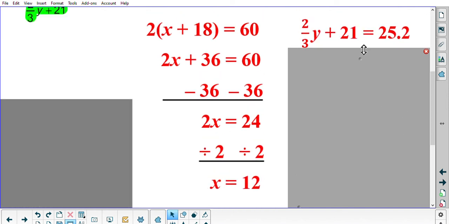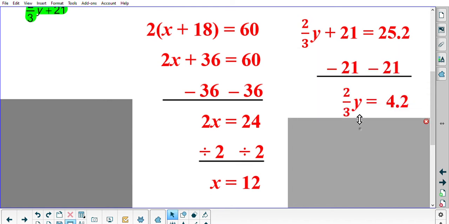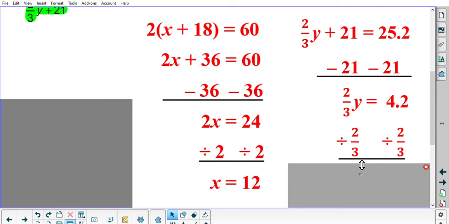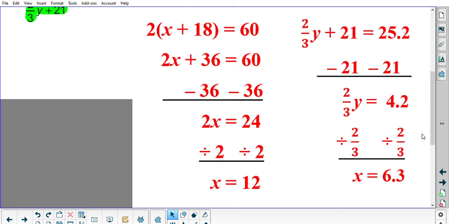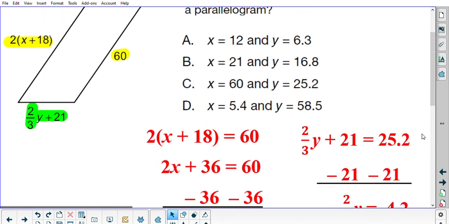For the equation with the fraction, you would subtract 21 on both sides. That gives you 4.2. Divide by 2/3. You may use your calculator for this: 4.2 divided by 2/3. Now, if you don't use a calculator, maybe you make 4.2 become 4 2/10 or 4 1/5. Make it an improper fraction. Maybe you do the rule of dividing by fractions where you multiply by the reciprocal, where you multiply by 3/2. That's an alternate way of doing the work. And either way, you're going to get the answer of 6.3, or 6 3/10 if you have it as a mixed number with the fraction.